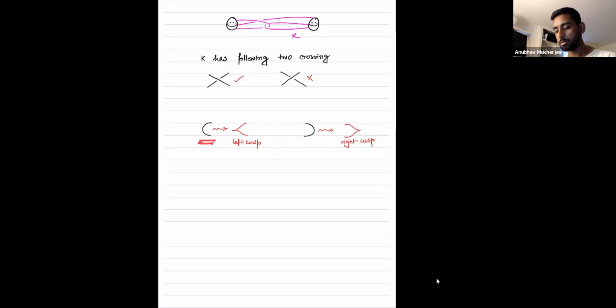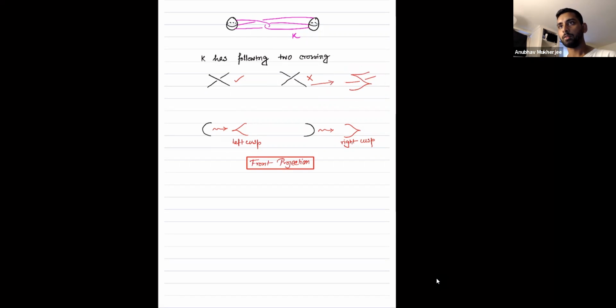If I have this cusp, I will change or convert these cusps into something like this. And similarly, this is called the left cusp, and the right cusp I will convert into something like this. But the problem is that I cannot have a crossing like this. But notice that you can realize this crossing with the help of these three, as follows.